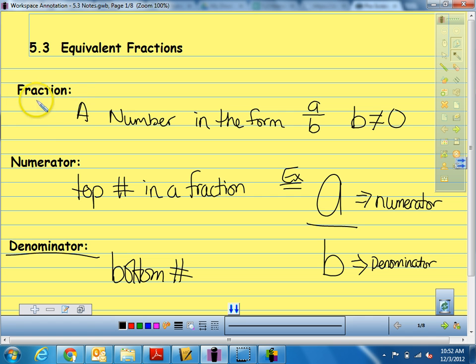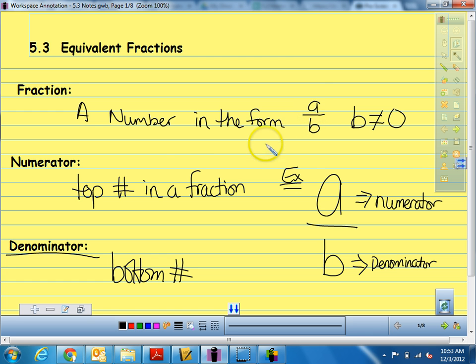So we need to figure out, first of all, what is a fraction? A fraction is just a number in the form of a over b, and b cannot be 0. So remember, we have this little fraction bar, we call it. We have a top number and a bottom number, and they can be any number with the exception of b, which cannot be 0. You can't divide something into 0 parts.